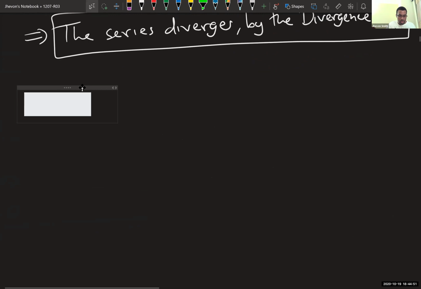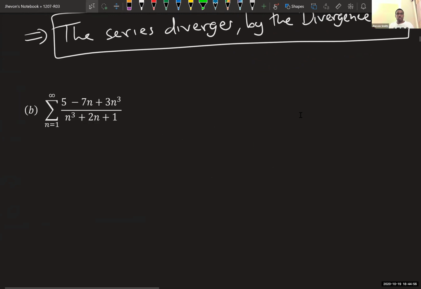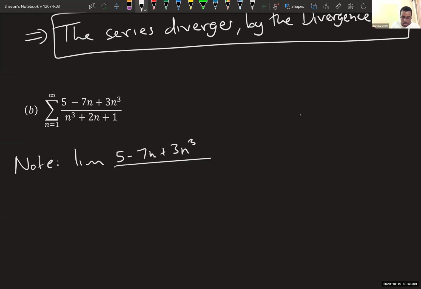Here's another one. If I look at this, note, the limit of 5 minus 7n plus 3n cubed over n cubed plus 2n plus 1. What is that equal to? It's equal to 3. It's not 0. It happens to not be 0, and that's the most important feature about 3 in this case, which means this series diverges.